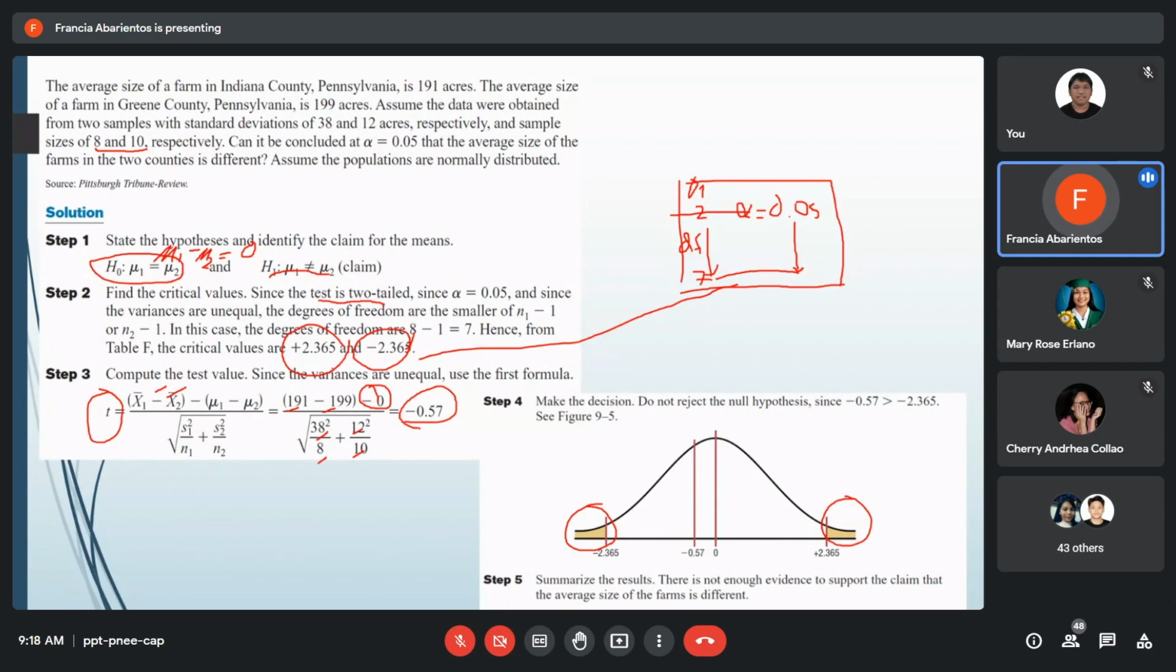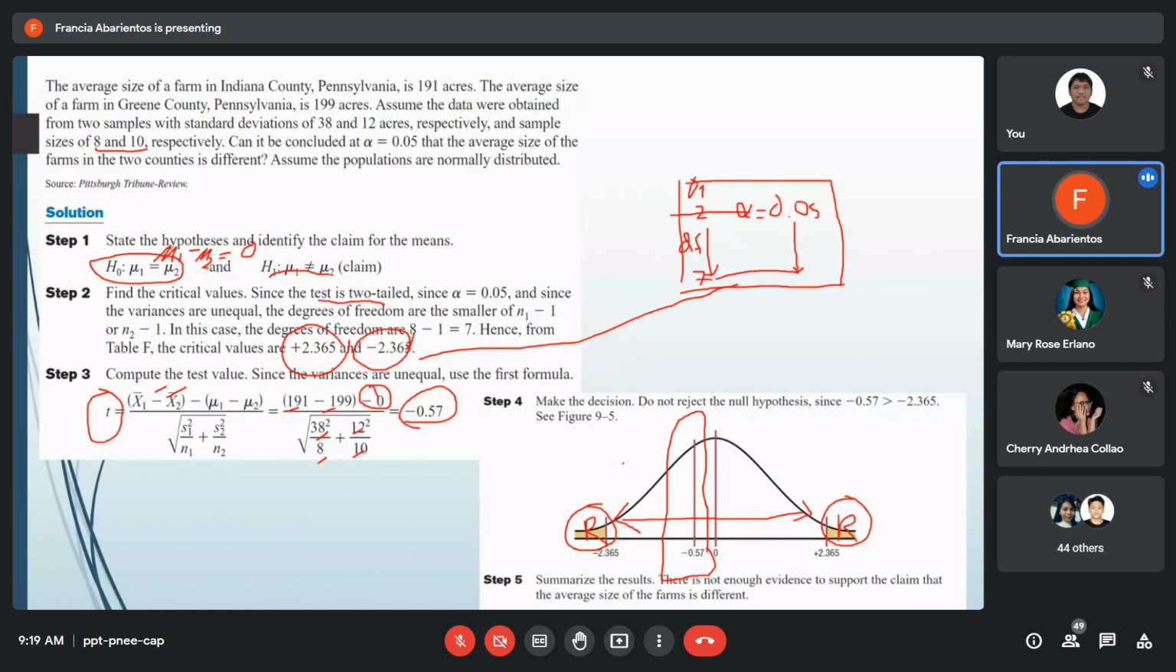So in making the decision now, class, this is now the test value. We have negative 0.57. Sabi ko nga, when it's clear, this is now your do not reject region, and this is the rejection region. Yung shaded part, class, this is the rejection region.